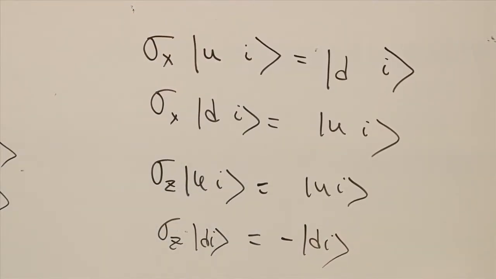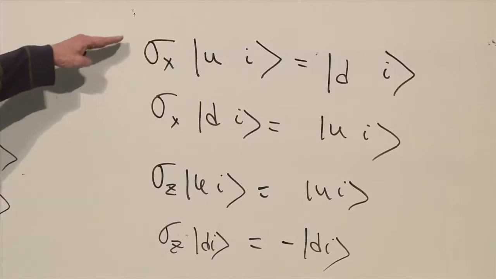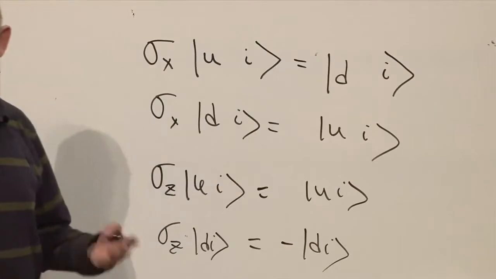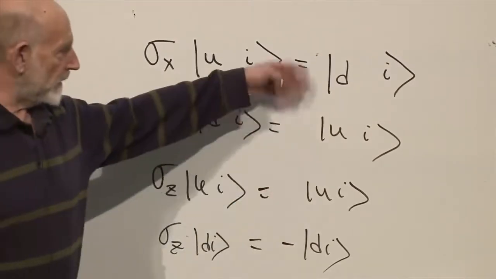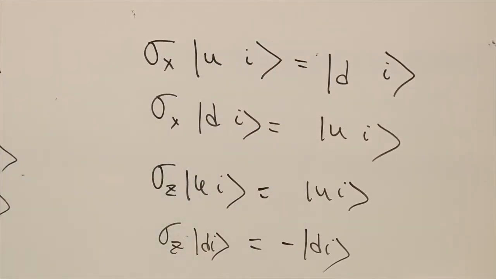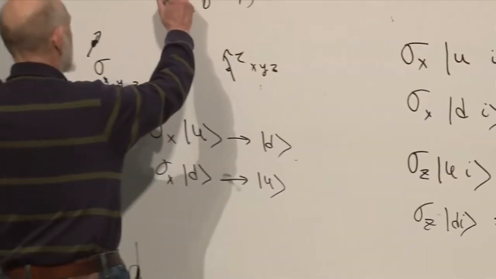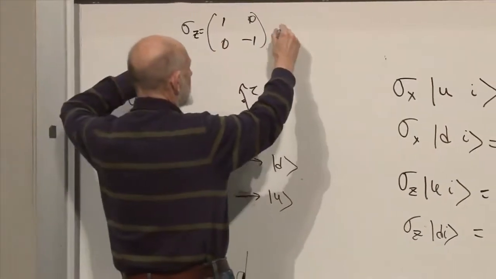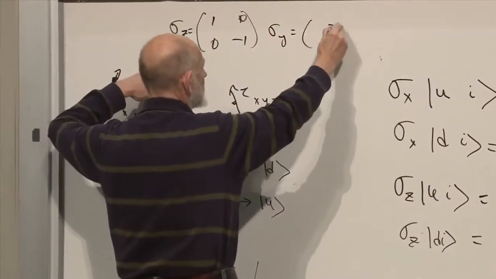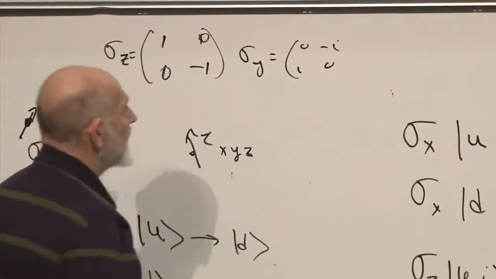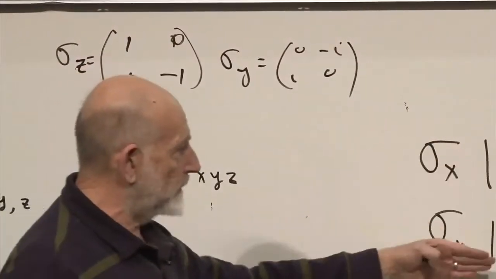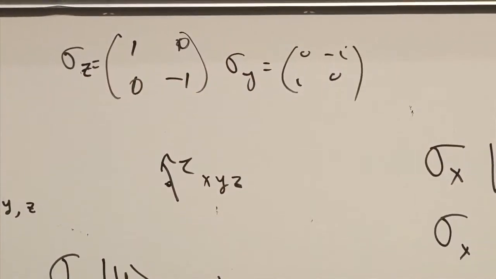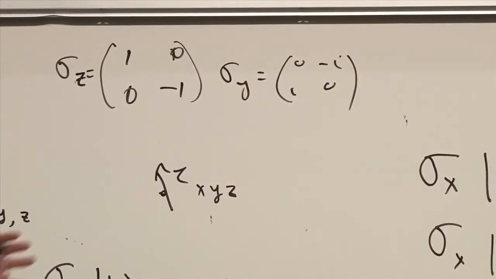How about sigma y? Well, sigma y does something very much the same as sigma x, except it throws an I, not this I, but the numerical complex number I, around. Sigma z was 1, 0, 0, minus 1, and sigma y was equal to 0, minus I, I, 0. Sigma y also flips up to down and down to up, but it throws in a gratuitous I here and there. Okay, so that's what sigma does.